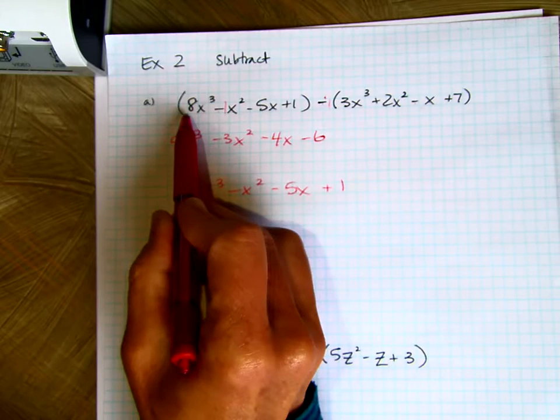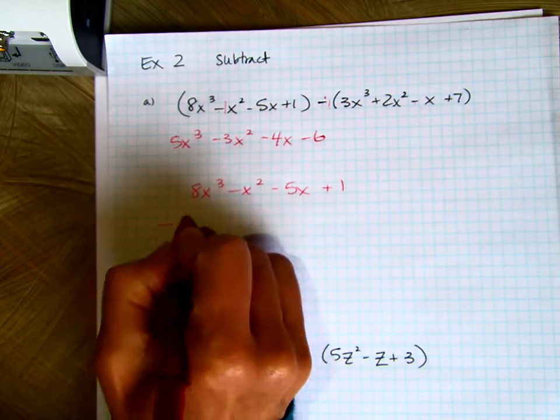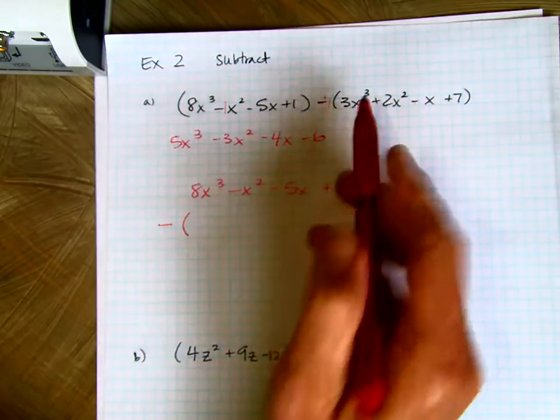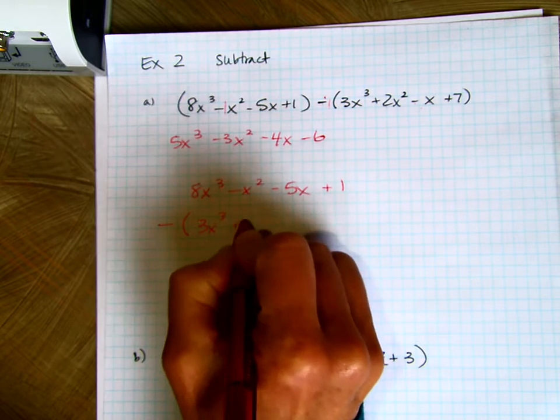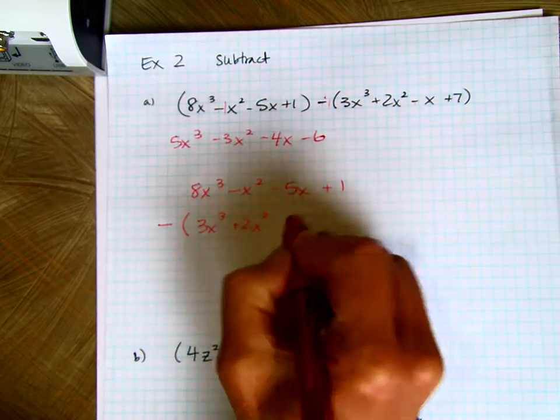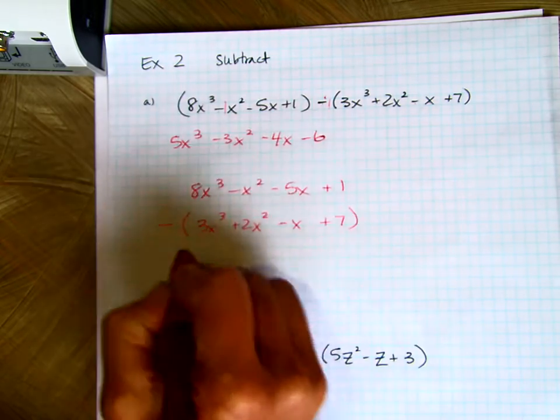And I have a cubed, a squared, x to the first, x to the 0, and I'm going to subtract. And whenever I'm subtracting, I like to put the entire quantity in parentheses.